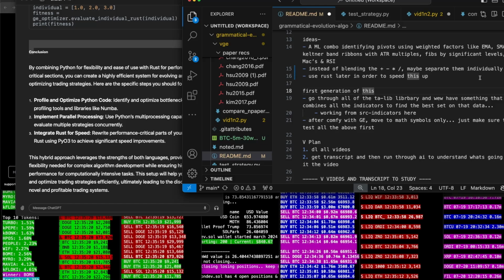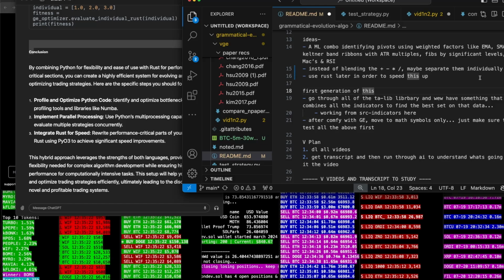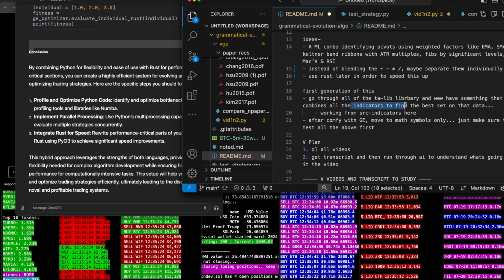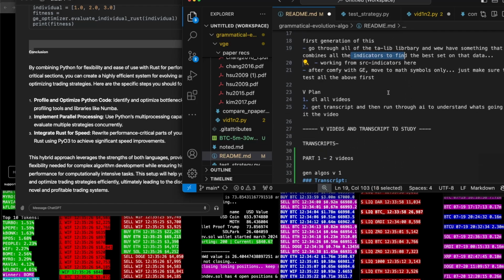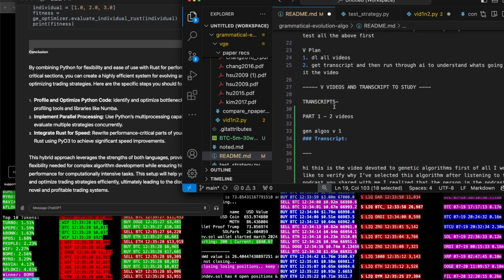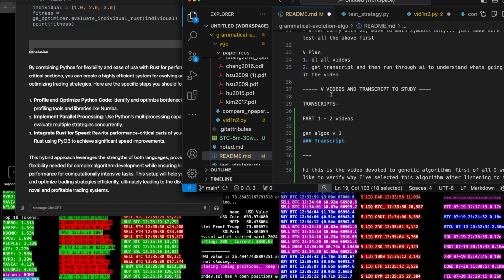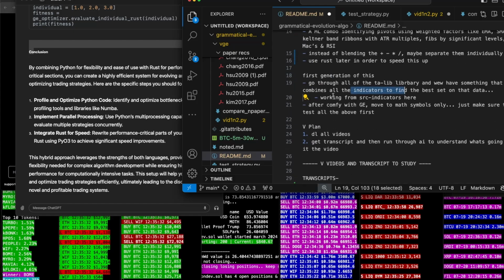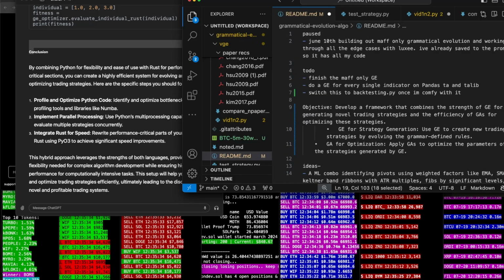777, much love. Go through all the TA library and combine all the indicators. That's going to be dirty. V-plan, so I'm also working through this other set of code. Okay, I'm set. I'm ready. Let me answer any questions here if there are any.